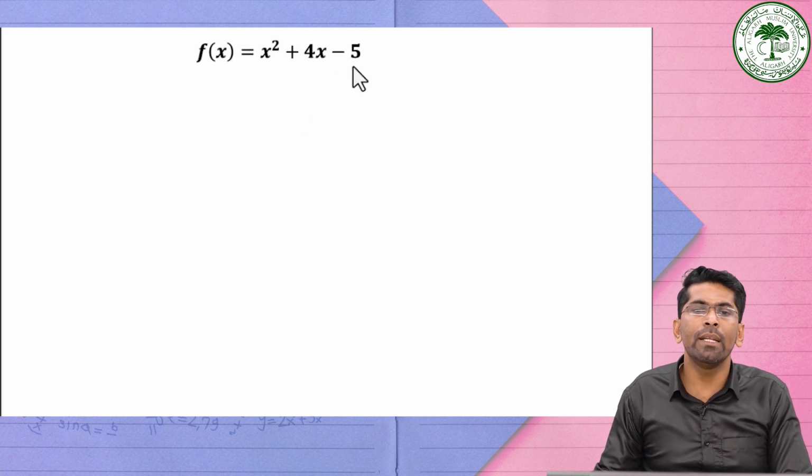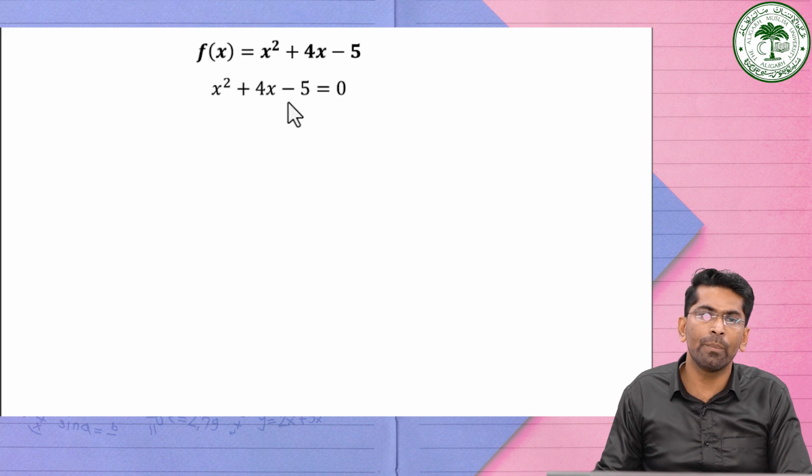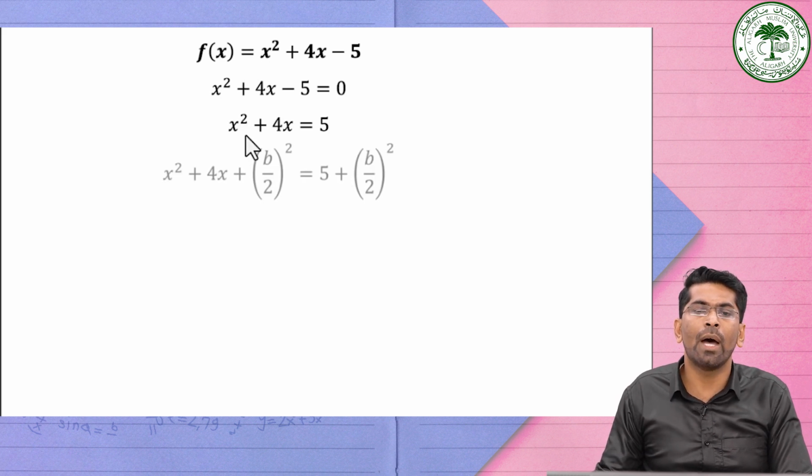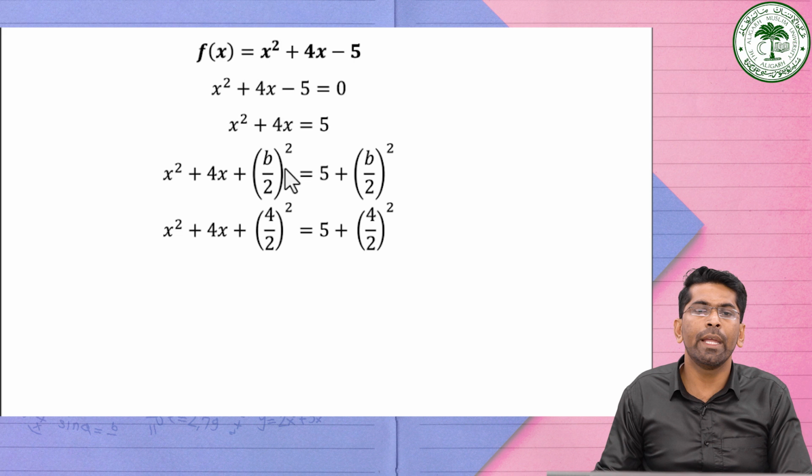By using completing the square, we equate it with 0, then we subtract the constant term from both sides of the equation, so it goes to the right side. This equation will become x square plus 4x is equal to 5. Then we add b by 2 whole square to both sides of the equation. Again here b is equal to 4, so it is 4 by 2 whole square, which is equal to 5 plus 4 by 2 whole square.